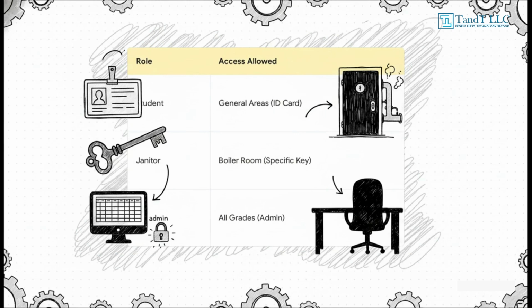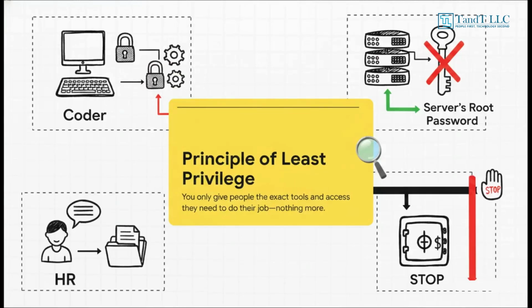You know, just think about a high school. Every student has an ID to get in the front door, but only the janitor has the keys to the boiler room, and only the principal has the admin password to see everybody's grades. See? Different people, different levels of access. It makes perfect sense.